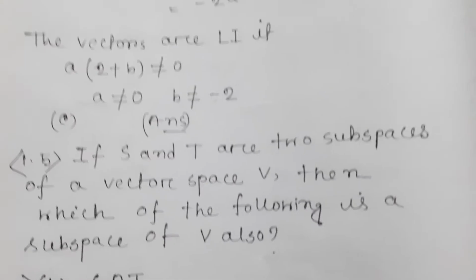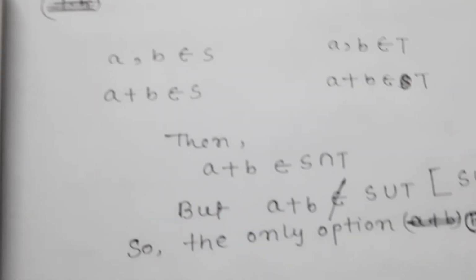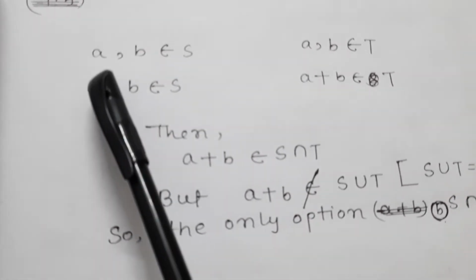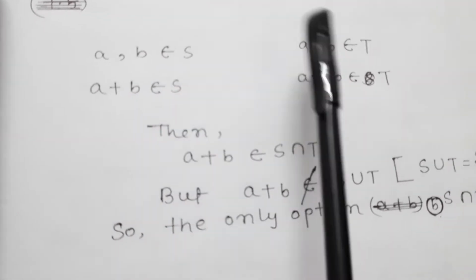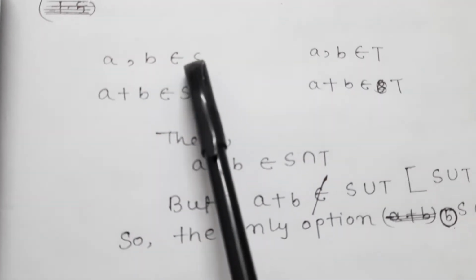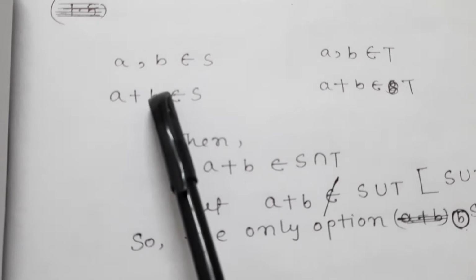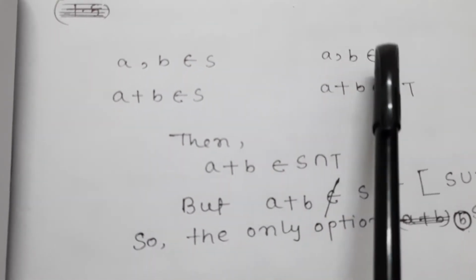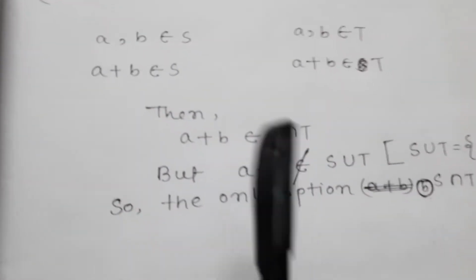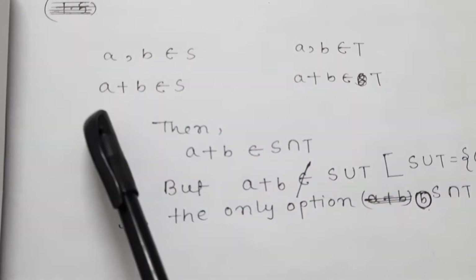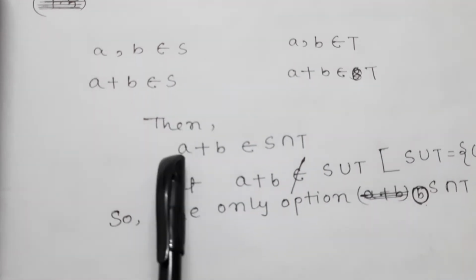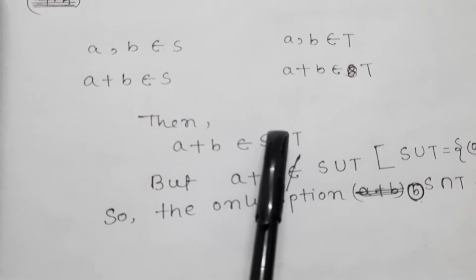Why? Just see here. Let's assume a and b are two random elements. a and b belong to S and a and b belong to T. S is a subspace, so obviously a plus b belongs to S, and T is also a subspace, so a plus b belongs to T. So a plus b belongs to S and a plus b belongs to T. That means a plus b also belongs to S intersection T.